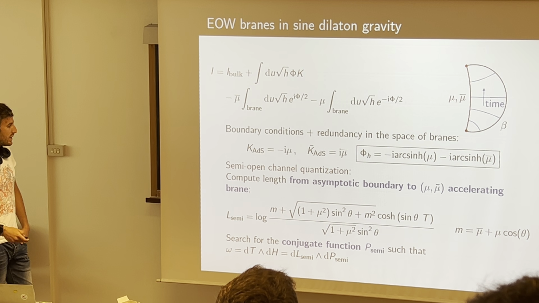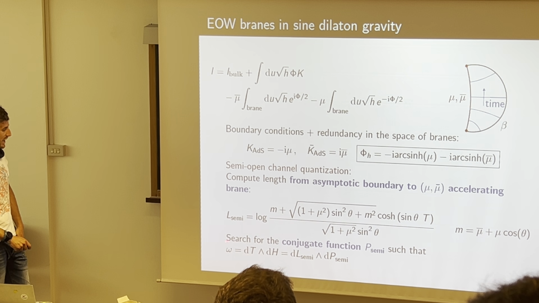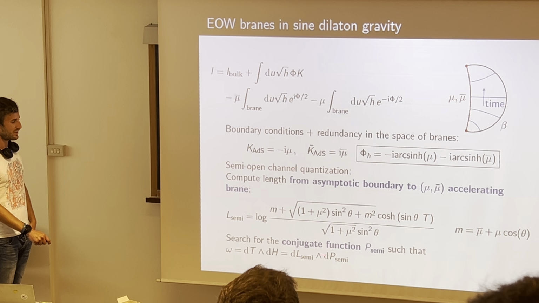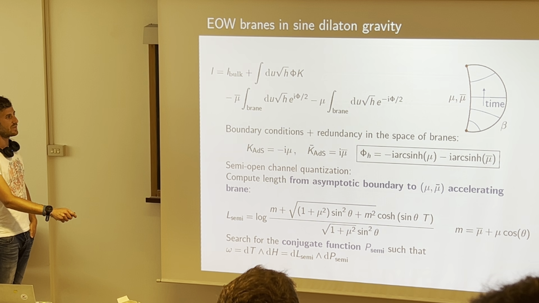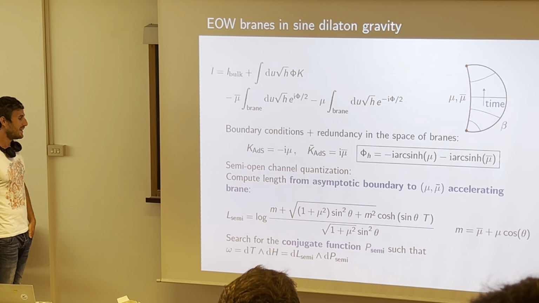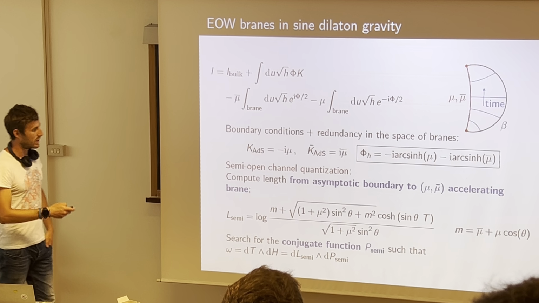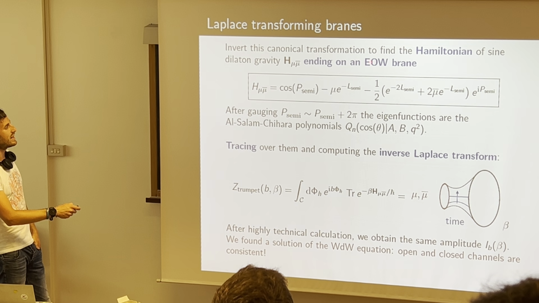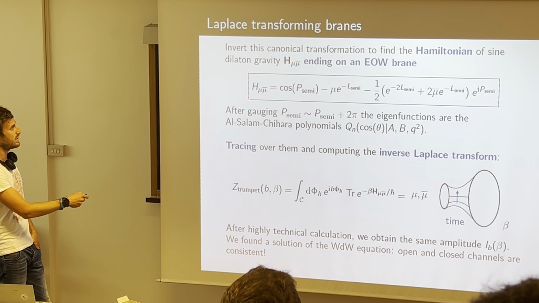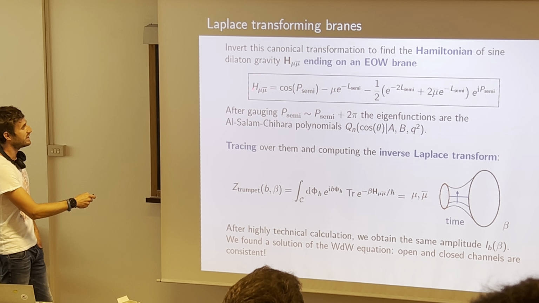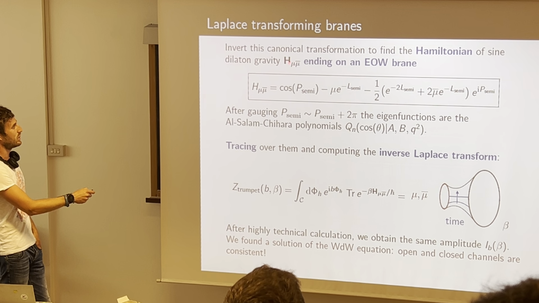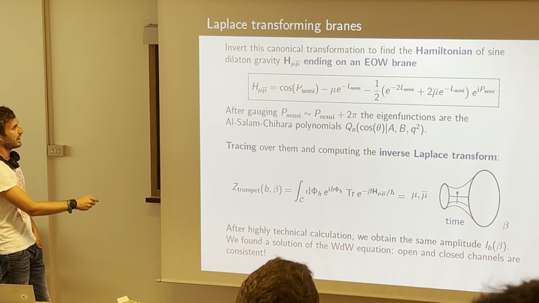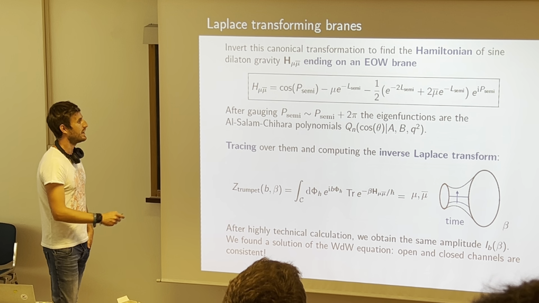And then I perform the usual gauge once again. So I just require my symplectic form to be invariant, but now I want to go to these new phase space variables where L semi is the length of the semi-open channel here, and P semi is the dual momentum. Then once again, as we did in the full open channel, I can invert this expression and find the Hamiltonian of dilaton gravity in the presence of a brane. That I will denote with H mu mu bar, and it takes this form.